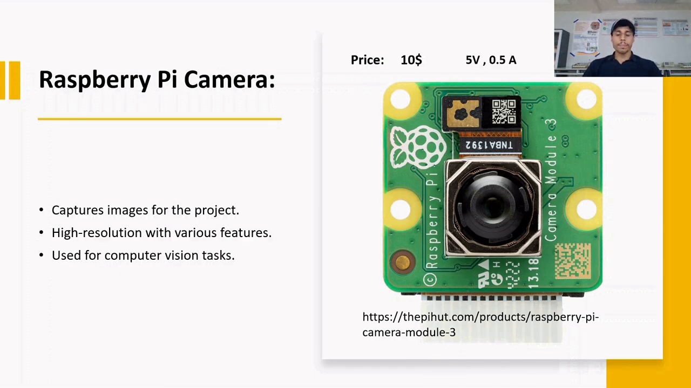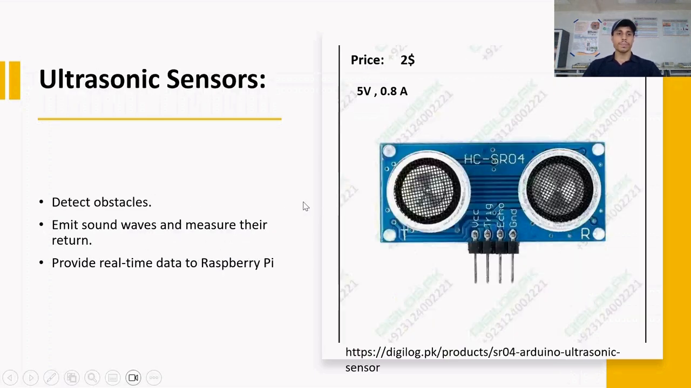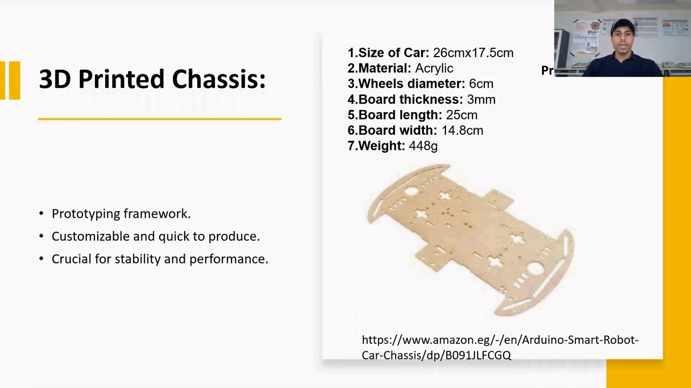Next is the Raspberry Pi camera. It is used for capturing images and videos which can be processed for object detection and autonomous navigation. Followed by the ultrasonic sensors. These sensors are used for obstacle detection, providing crucial data for autonomous driving navigation. They emit sound waves and measure their return, providing real-time data to the Raspberry Pi.